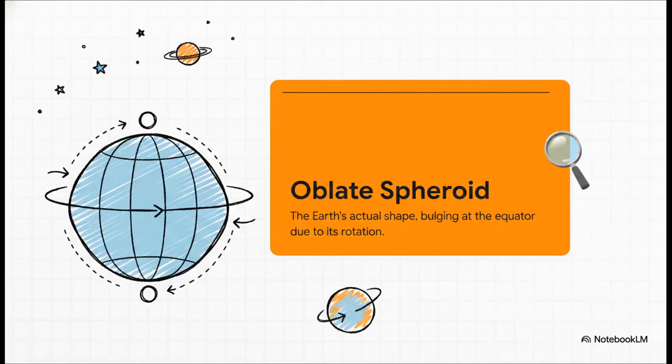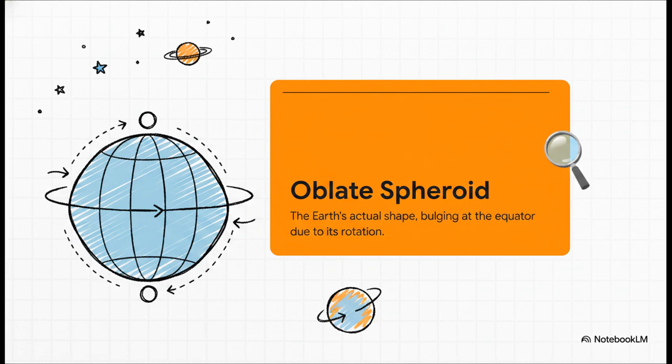To really understand the grid, we first have to understand our canvas. And the absolutely crucial point here is that Earth is not a perfect sphere. Because it spins so rapidly from west to east, centrifugal force actually causes it to bulge out at the equator. This makes it an oblate spheroid.